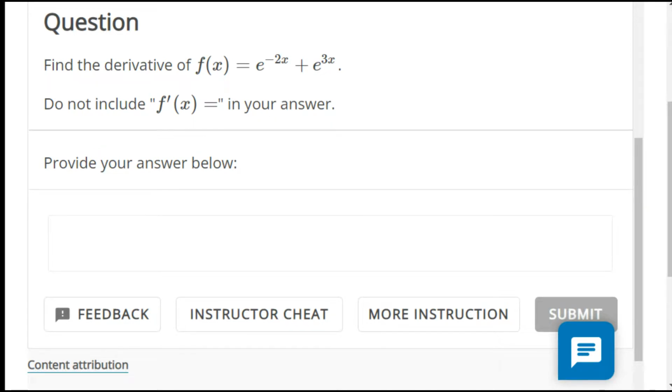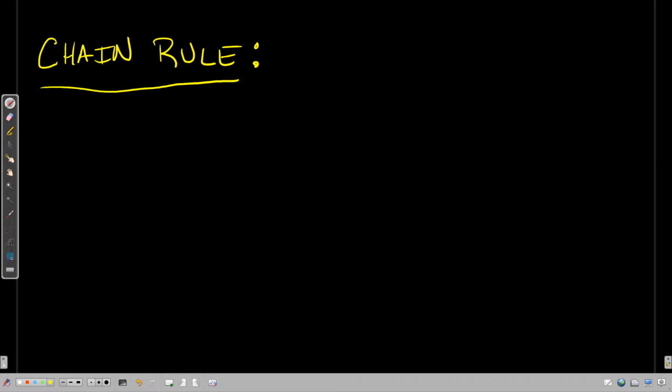Alright, right away they want to start us off looking at the exponential function. That's cool. The exponential function is easy to do the chain rule with, but let's look at what the chain rule is in general, and then you can see how it coincides with what we know about how to differentiate the exponential function.